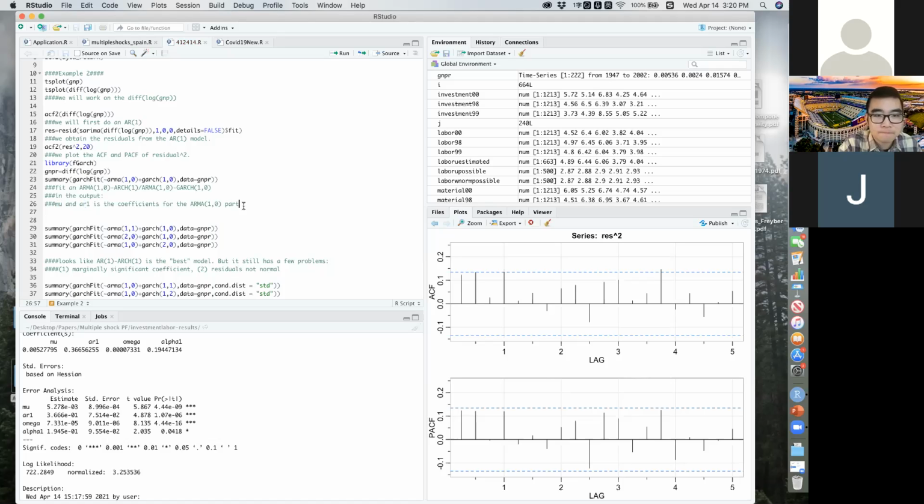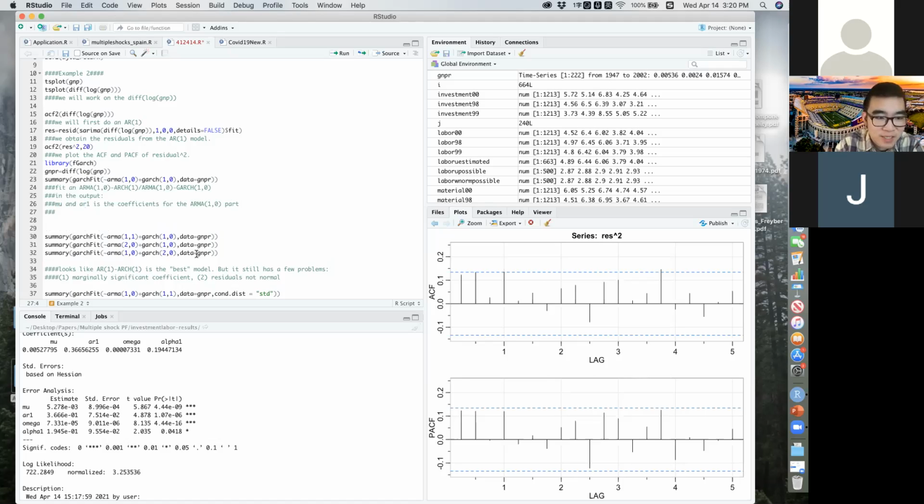The second part is omega and alpha 1. Omega and alpha 1 are the coefficients for the GARCH 1, 0 part. Again, this omega is the intercept, and this alpha 1 is the coefficient for the GARCH 1, 0 model.